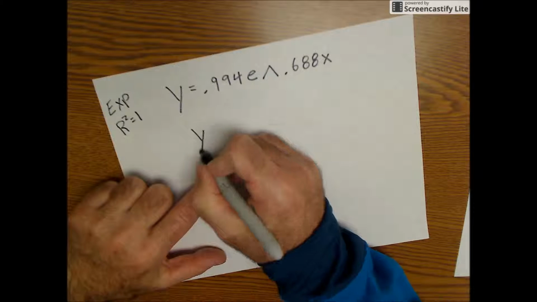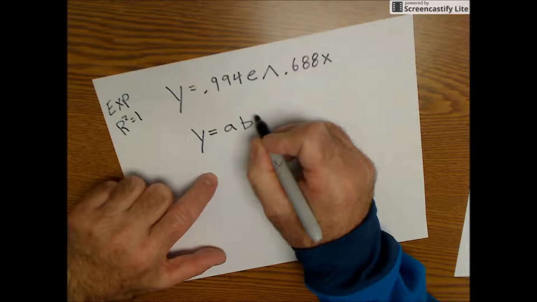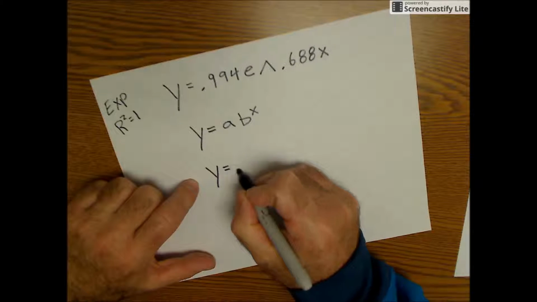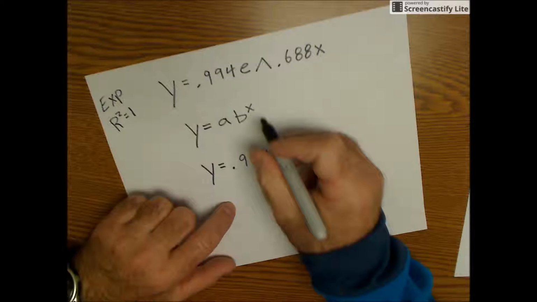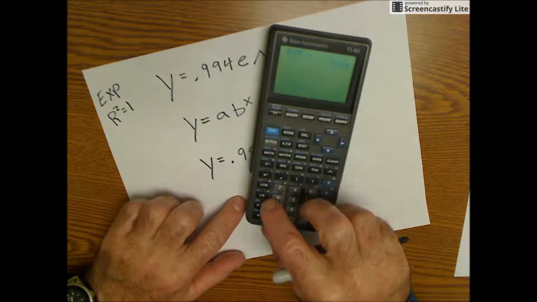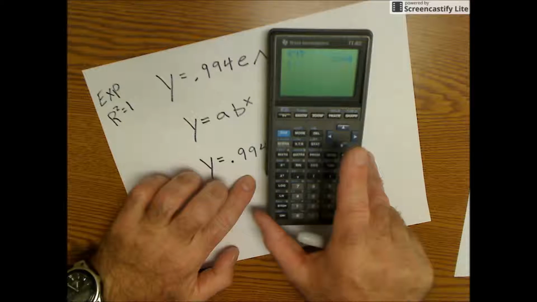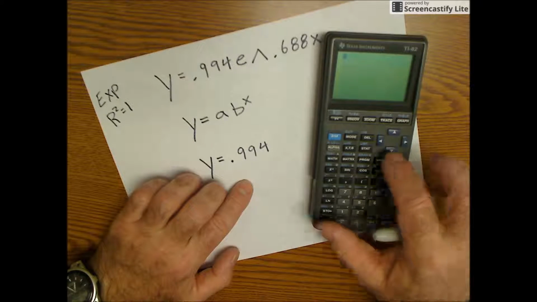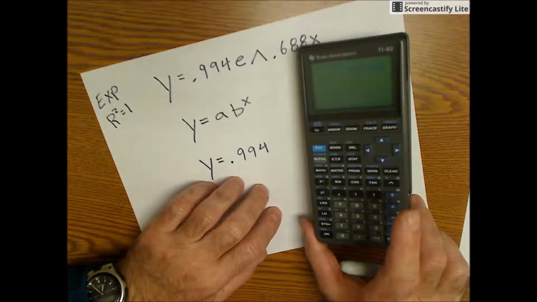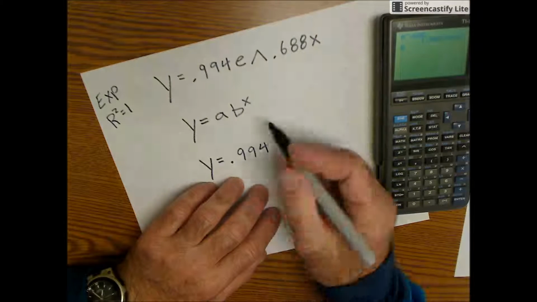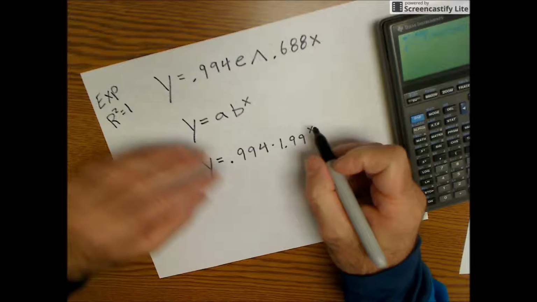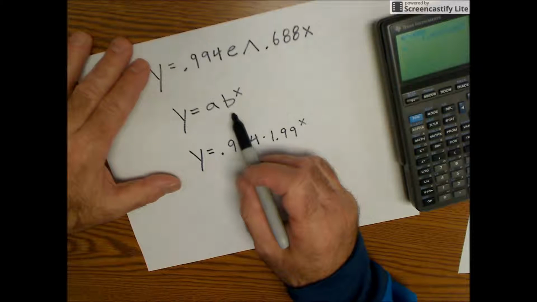The standard or general equation we're used to is y equals a b to the x. So I want to turn this into this form. The way I do that is I go y equals 0.994. And I'm going to take e on my calculator. So e is the inverse function of the natural logarithm right there. Let me clear it, e to the power of 0.688. And that's the equivalent of 1.99. So this is times 1.99 to the power of x. So now it's in the form y equals a b to the x.